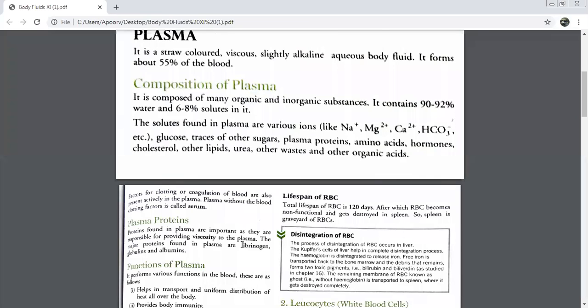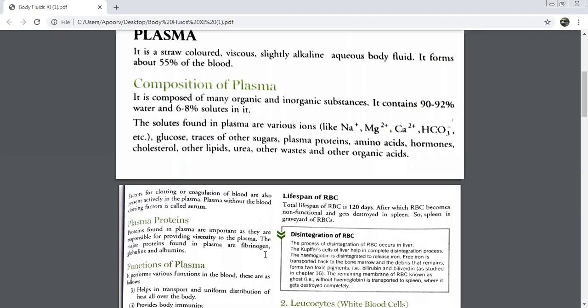So what is viscosity in physics? It's a very common term. It is the measure of a fluid's resistance to flow. How much can a fluid, a liquid or a gas, show resistance to flow? Obviously, the thicker it is, the less would be the speed. Let's relate this. Proteins found in the plasma are important because they are responsible for providing viscosity to the plasma. They make it thicker and slower to flow.